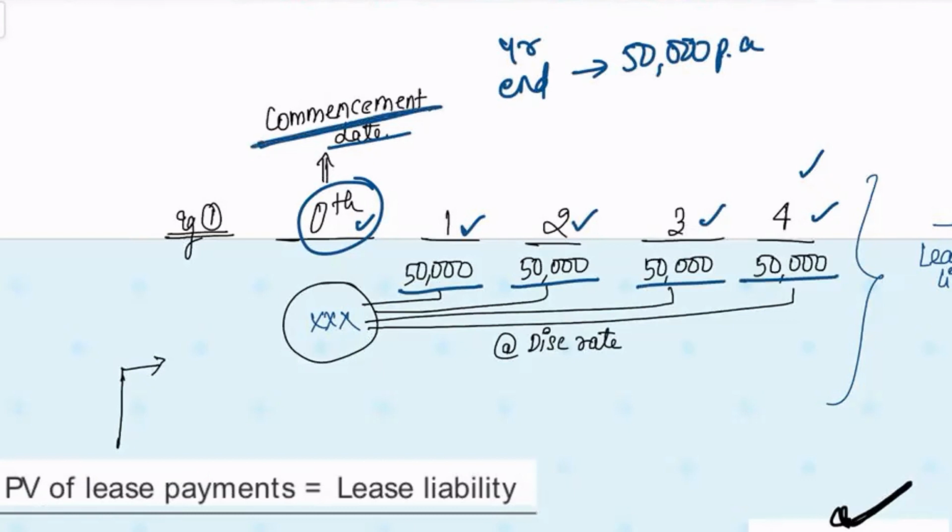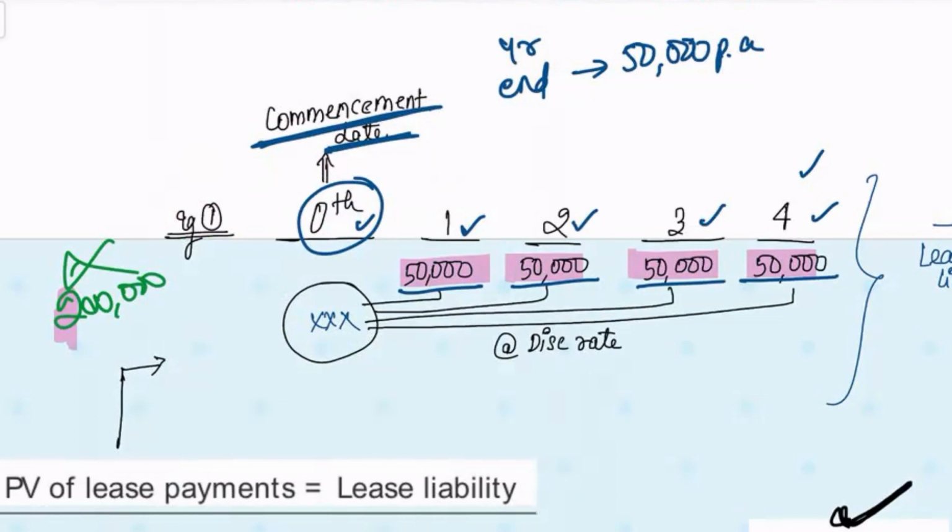But on the commencement date, you have to record this in your books, that in the future, you're going to make these payments, correct? But will you directly record it like 50,000 plus 50,000 plus 50,000 plus 50,000, so 2 lakh in your books? The answer is no, you will not directly record 2 lakh in your books, because you all know 100 rupees today and 100 rupees tomorrow is not the same, correct?